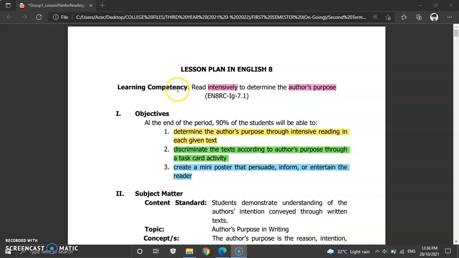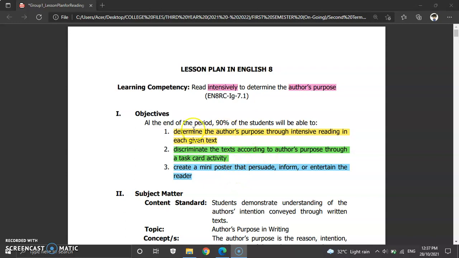Out of this competency, we also crafted our objectives. At the end of the period, 90% of the students will be able to, first, determine the author's purpose through intensive reading in each given text. Next, discriminate the texts according to author's purpose through a task card activity. And the third objective: create a mini poster that persuades, informs, or entertains the reader.